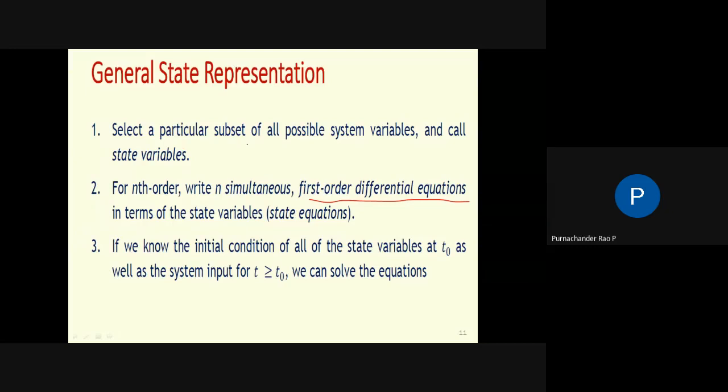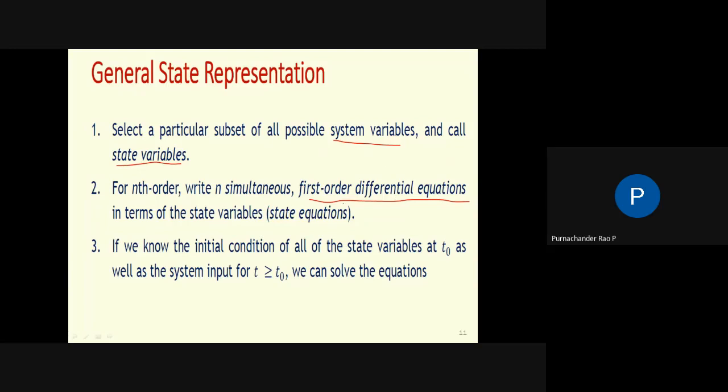Okay, so first of all, we are choosing the system variables. They are called state variables. If you have an RLC circuit, the state variables are chosen as the current through an inductor and the voltage across the capacitor. For mechanical systems, velocity and force are considered as input and state variables. Once the state variables are chosen, we write the first order differential equations for them. If there are two state variables, you need to write only two simultaneous equations of the first order.